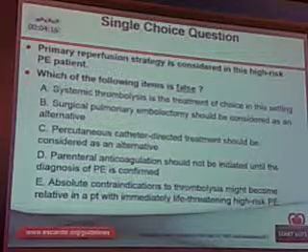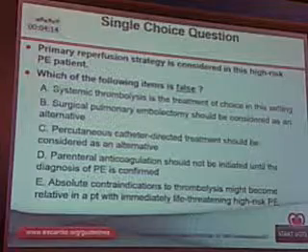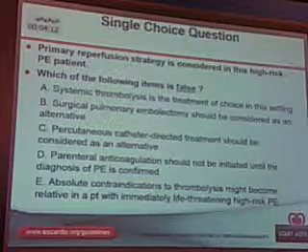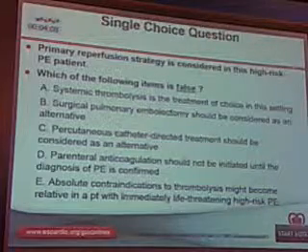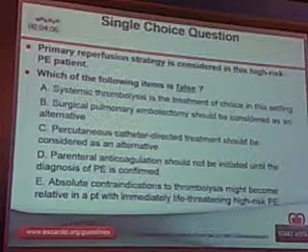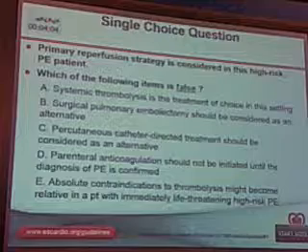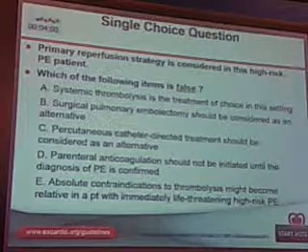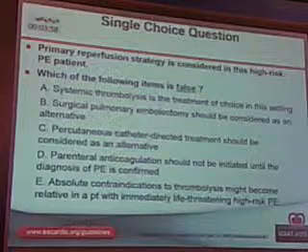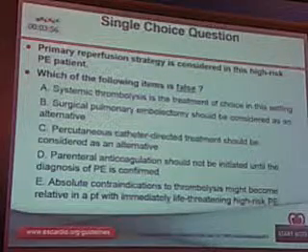So in this case, which of the following items is false? Systemic thromboembolysis is a treatment of choice in this setting. I think, considering what we've just shown, it's clear. Surgical pulmonary embolectomy should be considered as an alternative. Percutaneous catheter-directed treatment should be considered as an alternative.